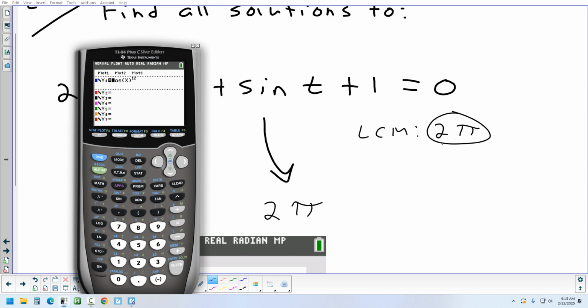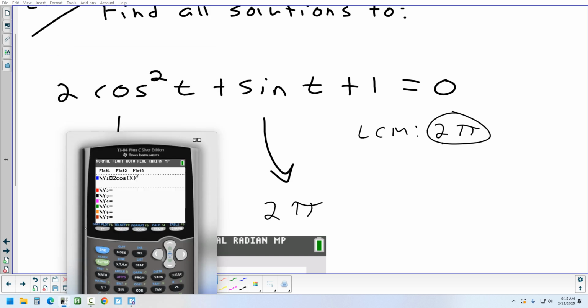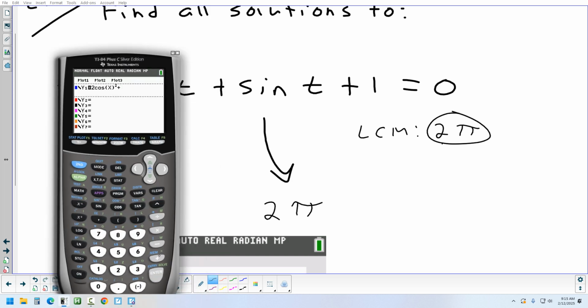Now let's put all of that in. So we've got 2 cosine x squared plus sine x plus 1. Now I want to set my window so I'm looking at exactly 1 cycle, so that would be 0 to 2 pi. 2 pi comes up a lot. It's not going to come up every time, but it's very common. Let's hit graph.